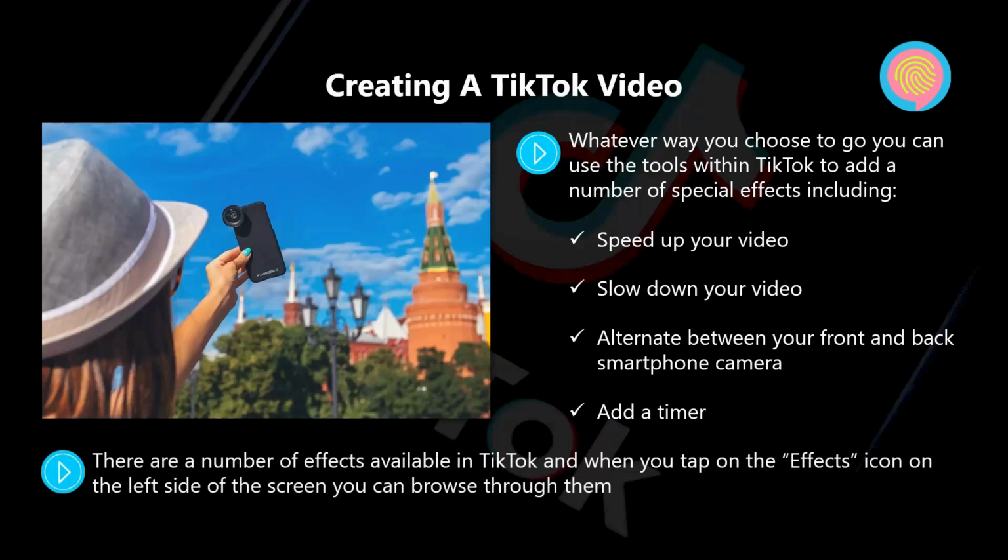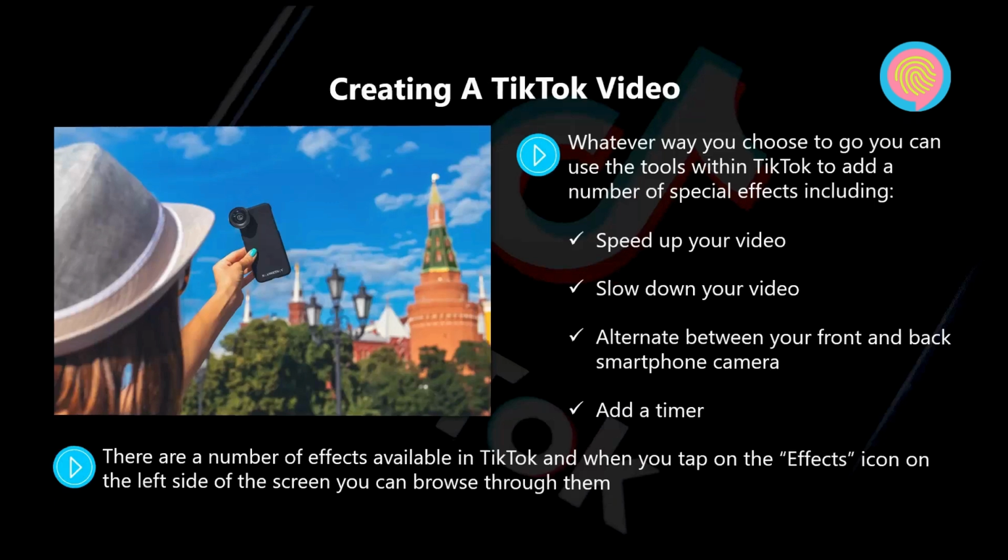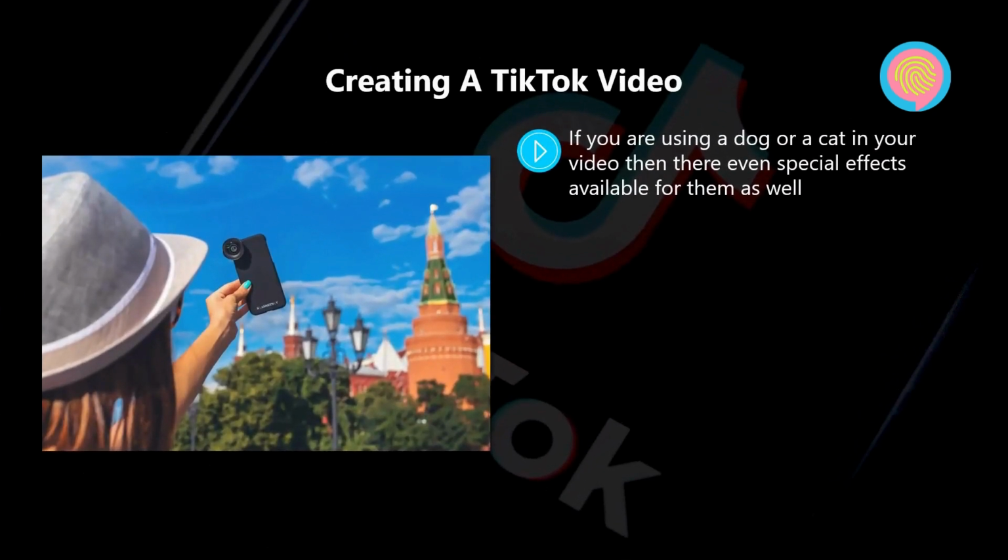There are a number of effects available in TikTok, and when you tap on the effects icon on the left side of the screen, you can browse through them. There is a World tab where you will find effects suitable for the environment, such as a slice of augmented reality pizza. If you are using a dog or a cat in your video, then there are even special effects available for them as well.